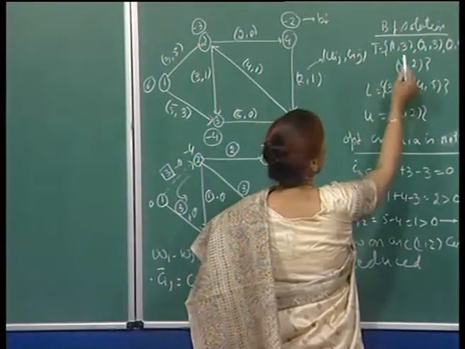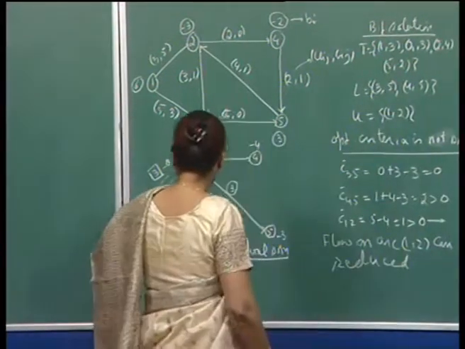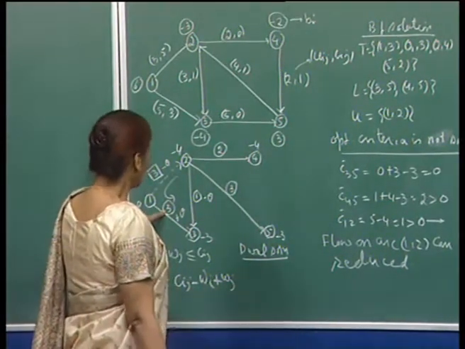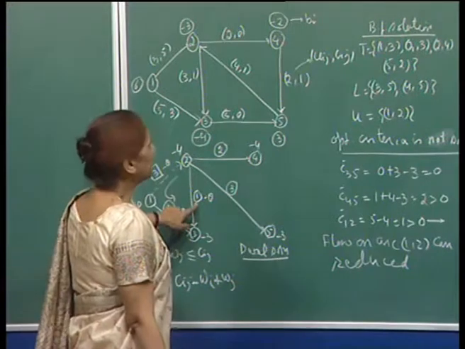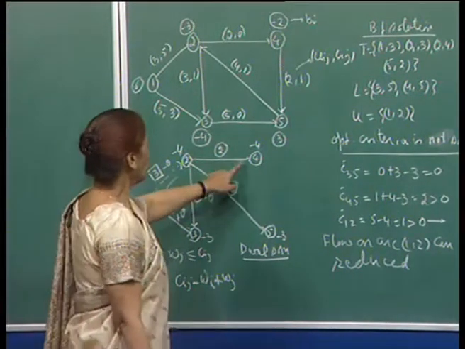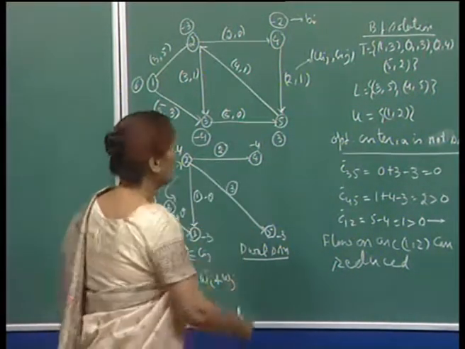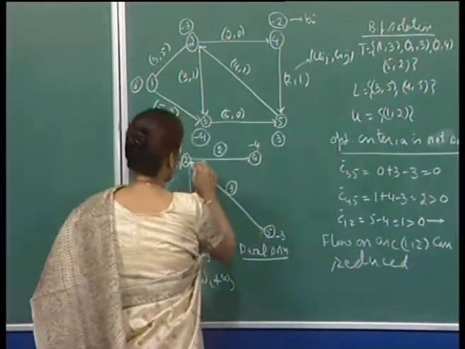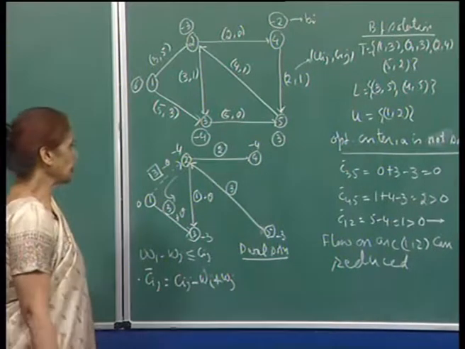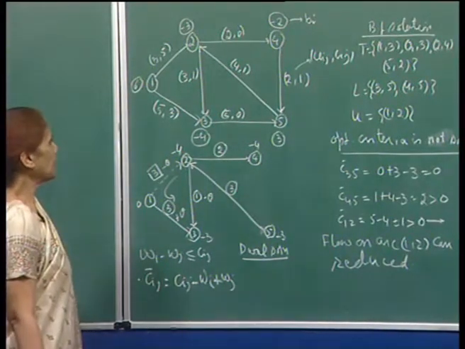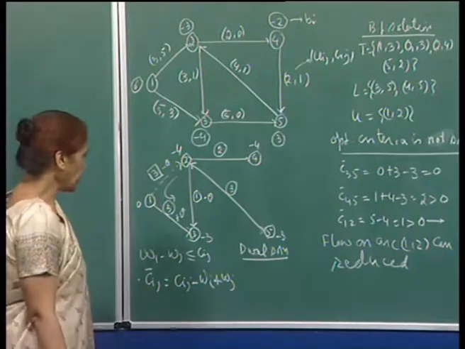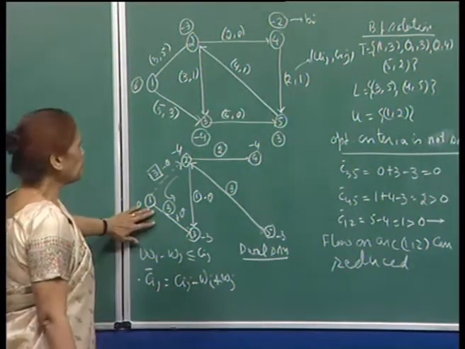The tree of basic arcs consists of 1 comma 3, which has a flow of 3 units, the arc 2 comma 3 which has a flow of 1 unit, then 2 4 has a flow of 2 units, and the arc, oh this is 5 2 not 2 5, 5 2. So, 5 2 has a flow of 3 units. You can see that all the demands are met and all the supply is used up at the supply nodes, right. You can check from here.